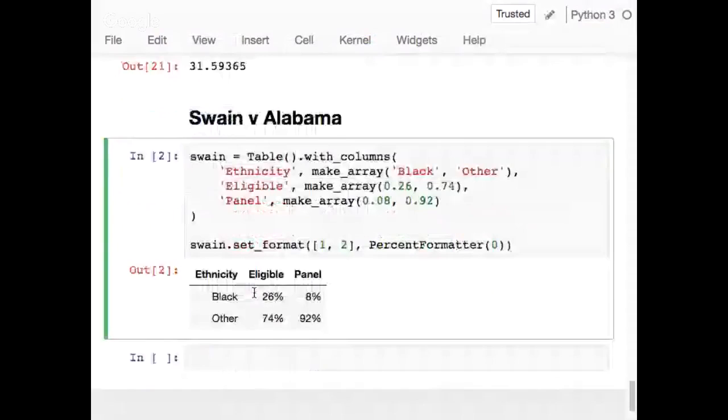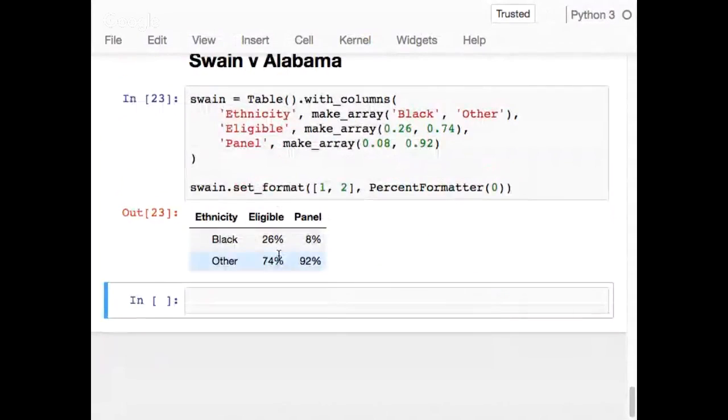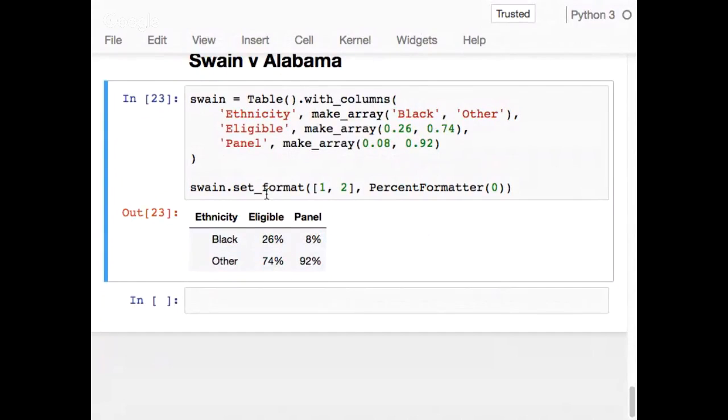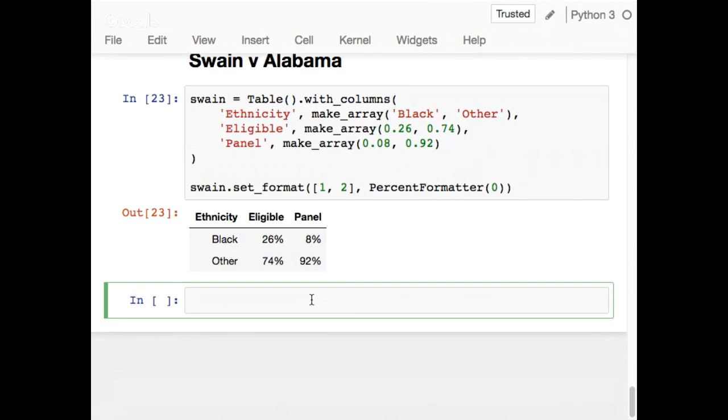So here I have a table that contains the ethnicities of people in the Alabama county. Here I have people who are black and people who are not black, because we're looking specifically at the black proportion. In my county, 26% of eligible people are black, and 74% are of other ethnicities. This is my distribution of eligible people to put in the panel. And in my actual panel, 8% were black, 8 out of 100, and the other 92% were other ethnicities.